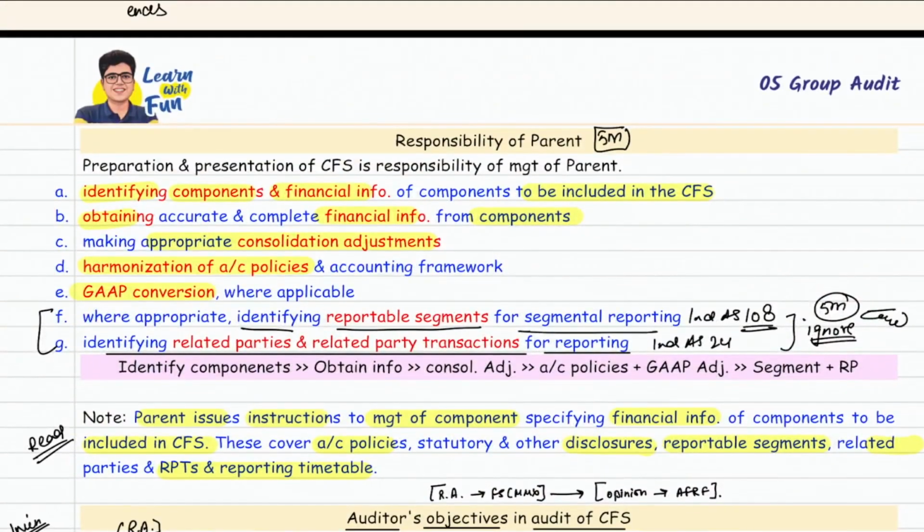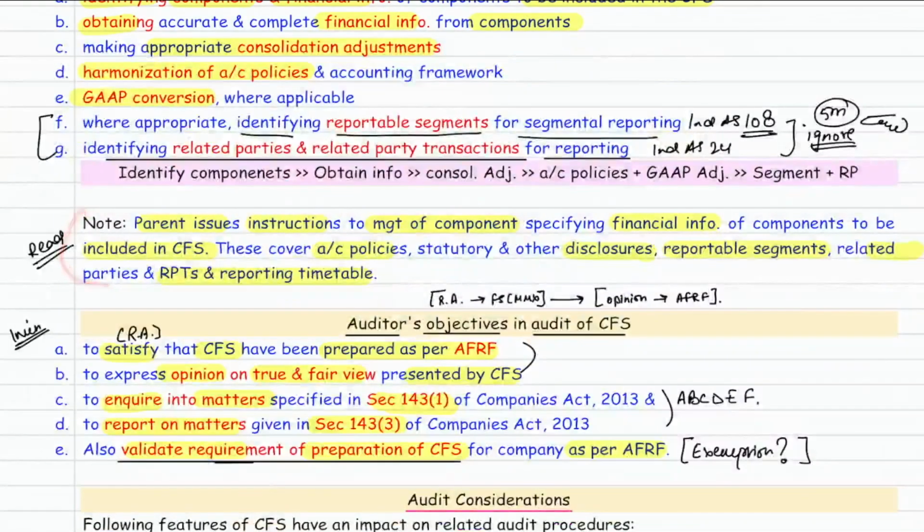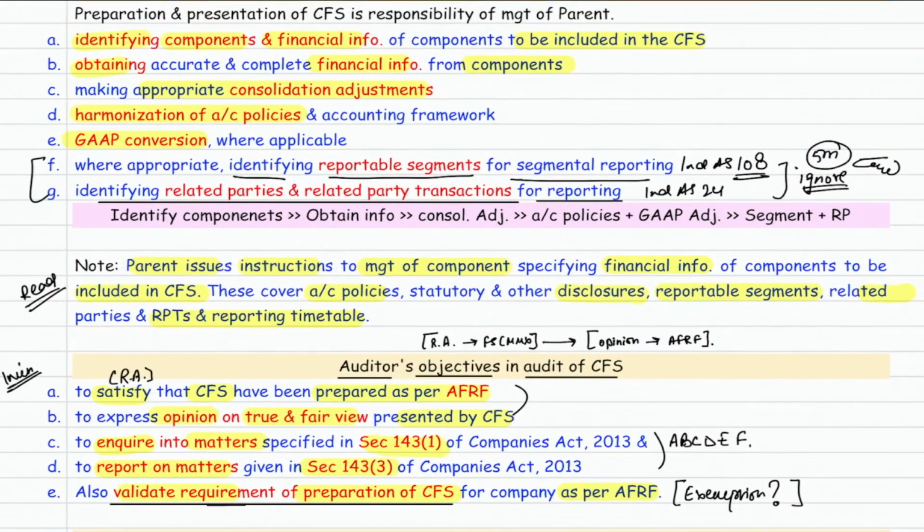Along with it, additionally, 2 more points to remember. Identify reportable segments for segment reporting as per Ind AS 108. Related parties and related party transactions for reporting as per Ind AS 24. So these 2 Ind AS you ignore in FR, but a very important 5-marker question can come in FR. Okay? So remember it from the audit point of view also. Then just read this part. The parent generally issues instructions to the management of the component specifying what financial information they need for CFS. This will cover the accounting policies, disclosures, segment reporting and related party reporting along with the timetable.